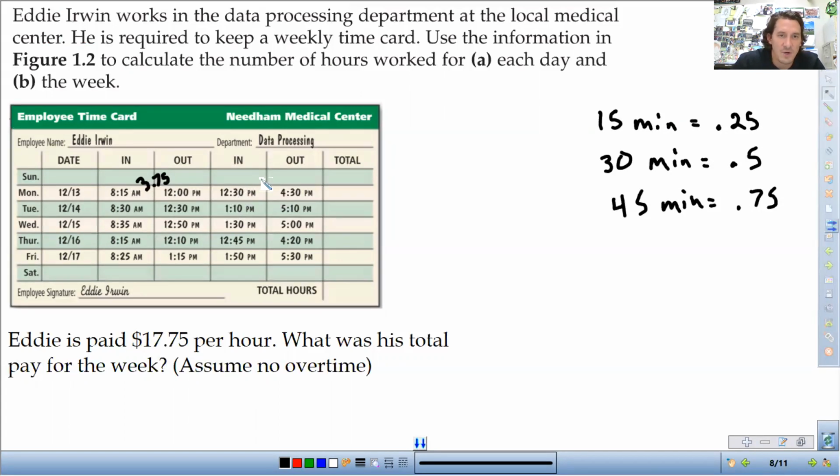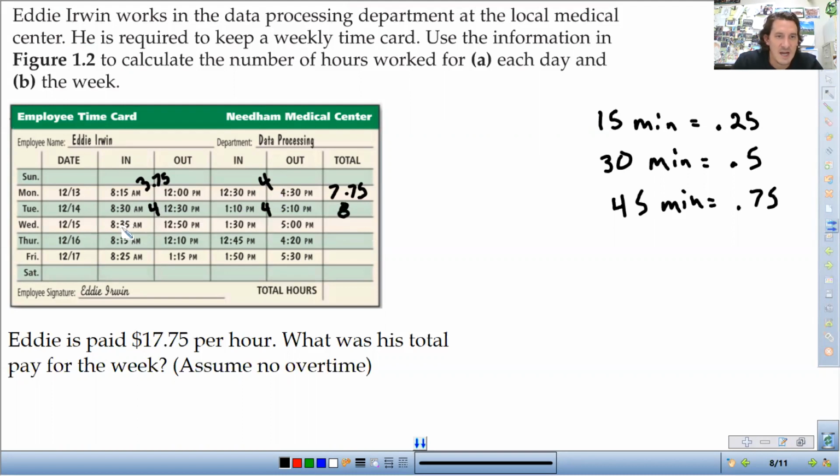12:30 to 4:30 is 4 hours. So you add those together, that's going to be 7.75 hours for Monday. So here, 8:30 to 12:30, that's 4 hours. 1:10 to 5:10 is 4 hours. So 4 plus 4, that's 8 hours total.